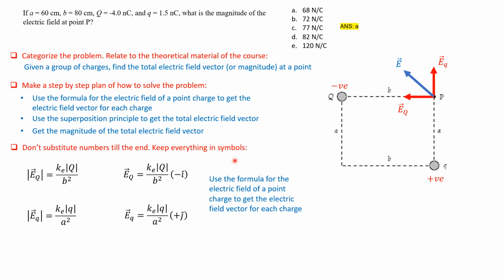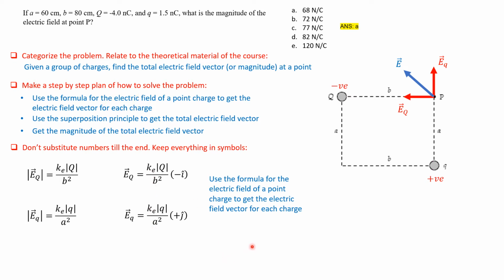So then start implementing the plan. So here they get the magnitude of the electric field due to the big charge, the big Q charge, and then they get the electric field as a vector. And here they get the magnitude of the electric field due to the small q charge, and then the electric field as a vector. So this is basically the first step.